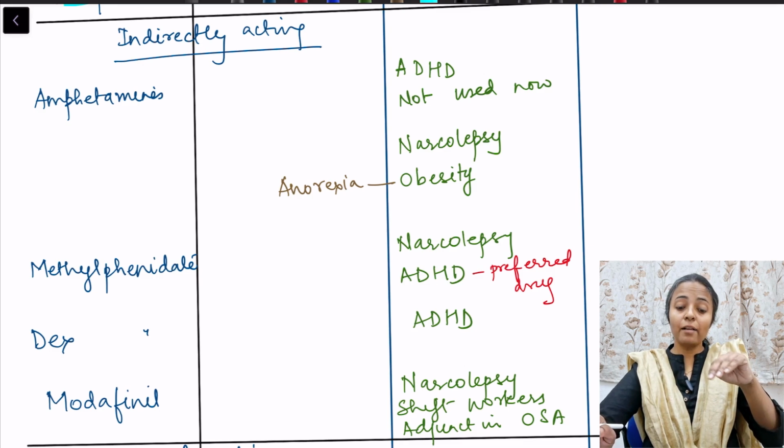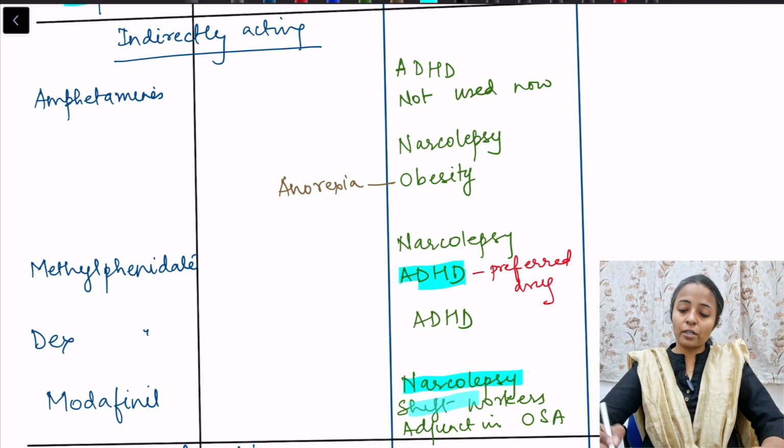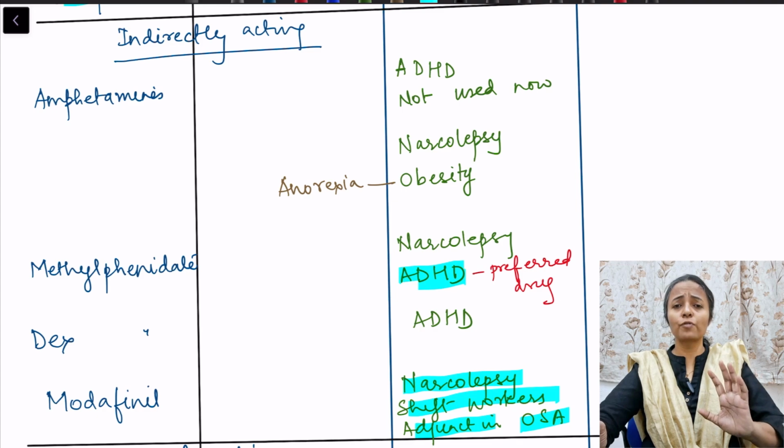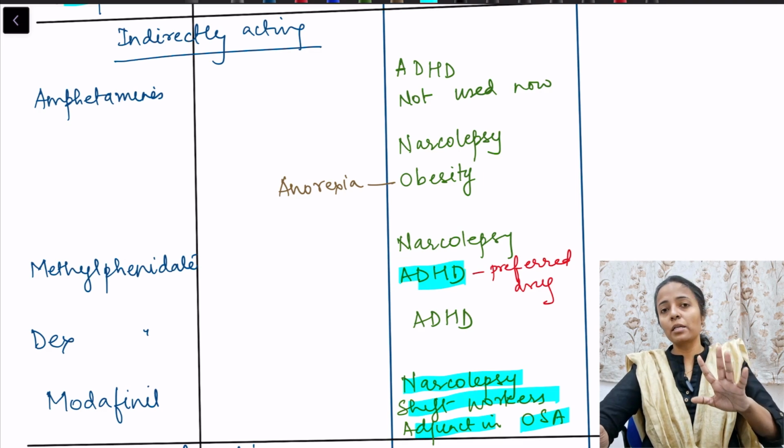In fact, methylphenidate is the drug which is preferred for ADHD. Okay. Then modafinil is recently approved for use in narcolepsy, then shift workers, and as an adjunct treatment in obstructive sleep apnea. Okay, so these are a little bit different from what we have seen of the actions of sympathomimetics. But one thing we should remember is that these drugs stimulate the sympathetic receptors present in the brain also. And in the video on the mechanism of sleep, we have seen how norepinephrine is an important neurotransmitter for maintaining wakefulness.